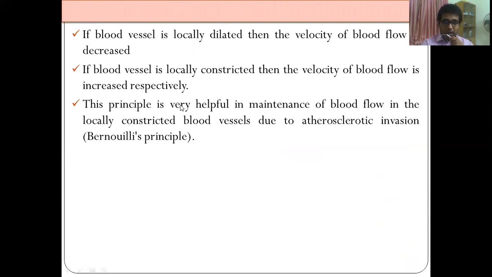So this principle is very helpful in the maintenance of blood flow in the locally constricted blood vessel due to atherosclerotic invasions. This is according to Bernoulli's principle. So try to understand, when any vessels undergo atherosclerotic change, that means the lumen becomes narrow or the vessel becomes constricted. So to maintain adequate perfusion, this velocity will be increased. As the narrowing of the lumen increases the velocity, that is necessary to maintain the blood flow constant. Okay.